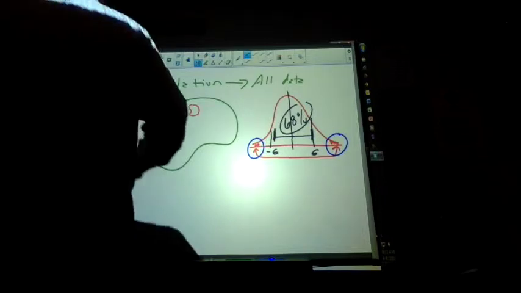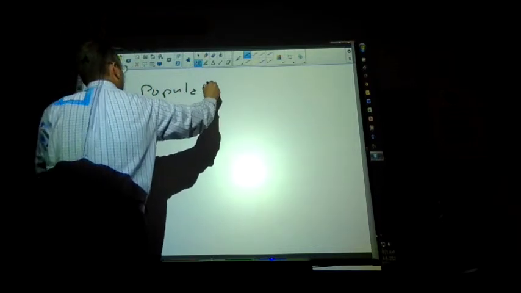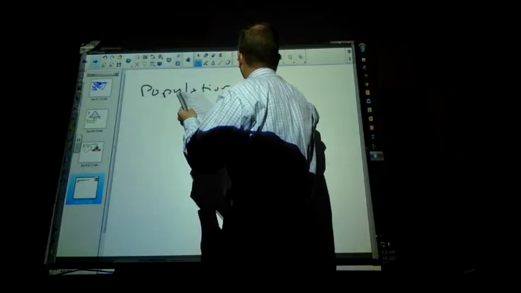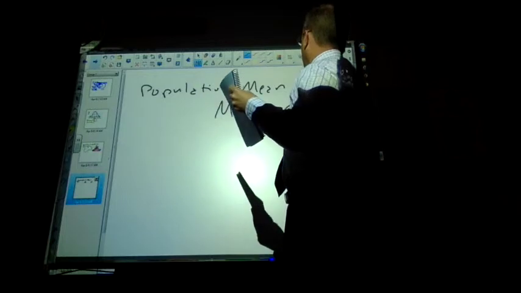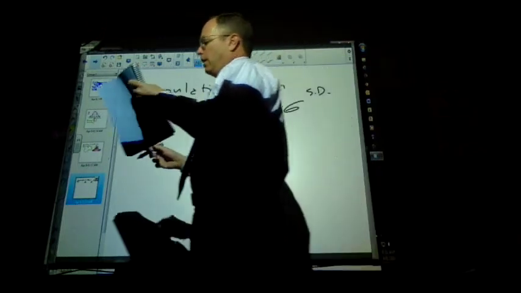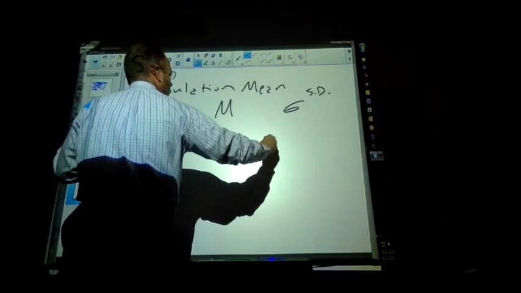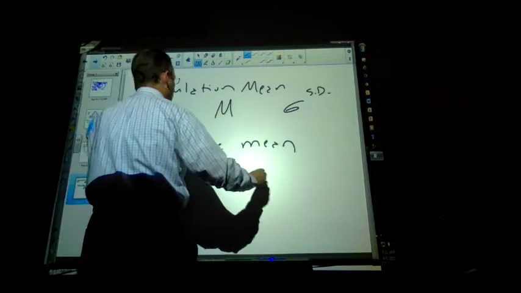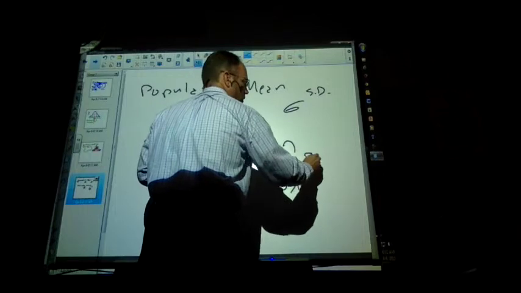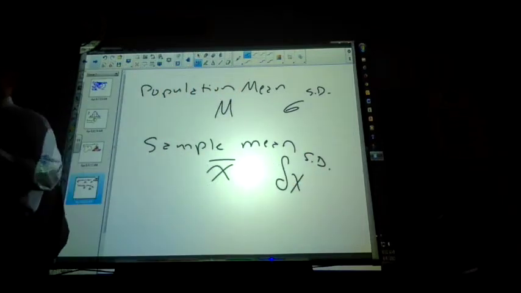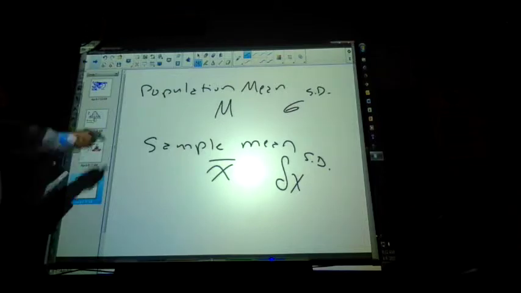All right. Population mean, we're going to use this for our mean, this for our standard deviation. If I use the sample mean, it is going to be x bar with this as the standard deviation. Okay? So symbolically, they're using 2 different things. Okay, so rolling a die.